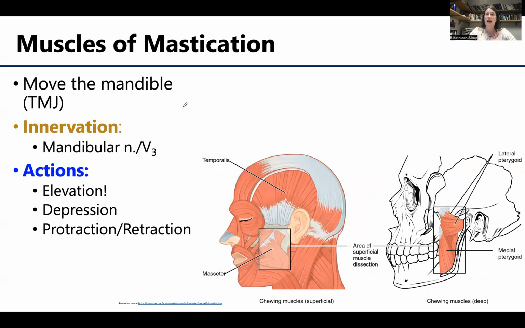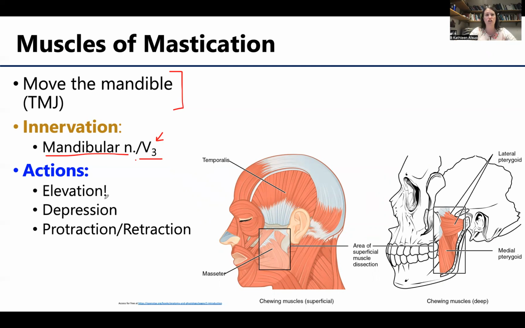All right, muscles of mastication. These are going to be the thickest muscles of the head. These are going to move the mandible, so they're going to be functioning at the temporomandibular joint. And these are innervated by the third division of the trigeminal nerve, which is often referred to as the mandibular nerve, which is well named because this is going to move the mandible. Not all of V3 or the mandibular nerve is going to be motor. It certainly has a very important sensory component as well, but for what we're talking about, V3 is going to innervate these muscles of mastication.